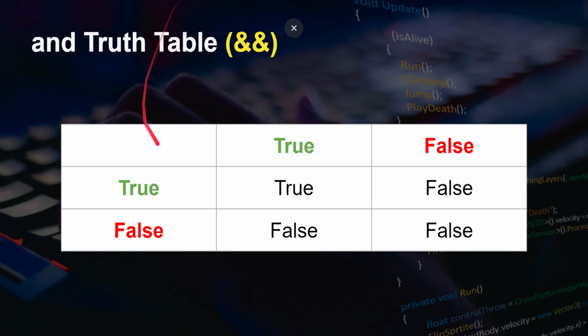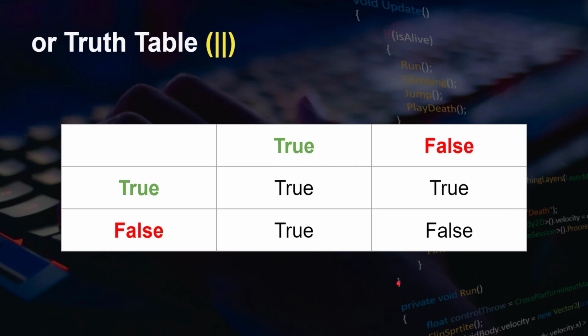So let me show you how the AND truth table works. If we have two true, we get a true. If we have a false and a true, we get a false. If we have a false and a false, we get a false. If we have a true and a false, we get a false. But when it comes to the OR, you'll see that if we have one false and one true, then the answer will be true. But if both of them are false, then the answer will be false.